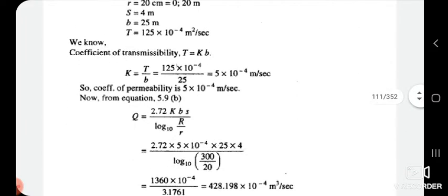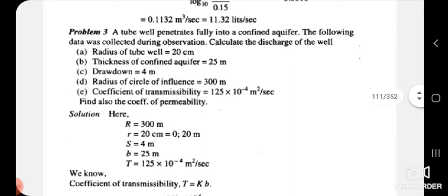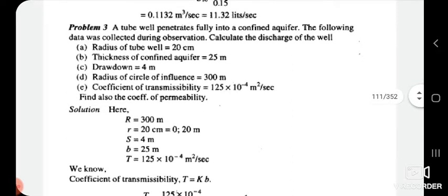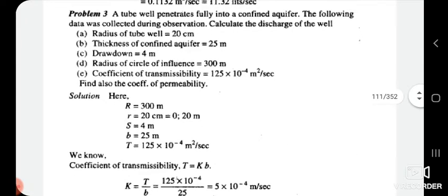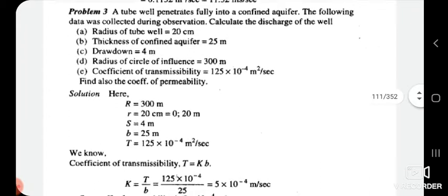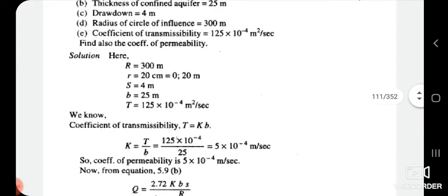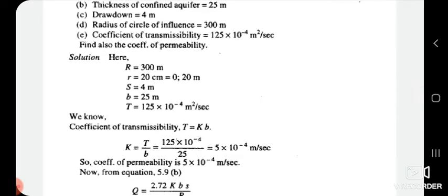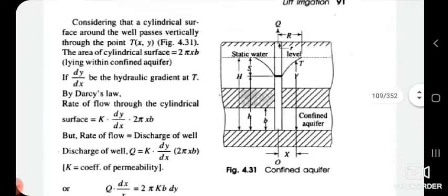Okay, so next we have a tube well penetrates fully into a confined aquifer. The following data was collected during observation. Calculate the discharge of well. Radius of tube well is equal to 20 centimeter, thickness of a confined aquifer is 25 meter, and drawdown is 4 meter, radius of circle of influence is 300 meters, and coefficient of transmissibility is 125 into 10 power minus 4 meter square per second. So find out the coefficient of permeability.